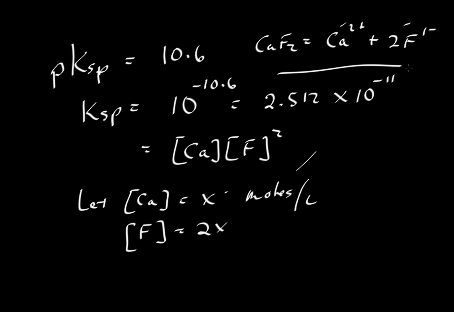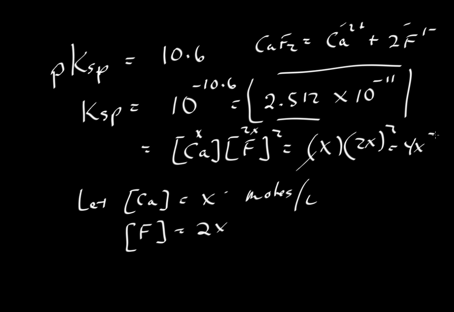Let's combine this value here. This is going to be equal to this product, X times 2X squared, putting in X for calcium and 2X for fluoride, and that will be 4X cubed. Let's erase the chalkboard. This 4X cubed is going to be equal to this. So 4X cubed is equal to 2.512 times 10 to the minus 11.